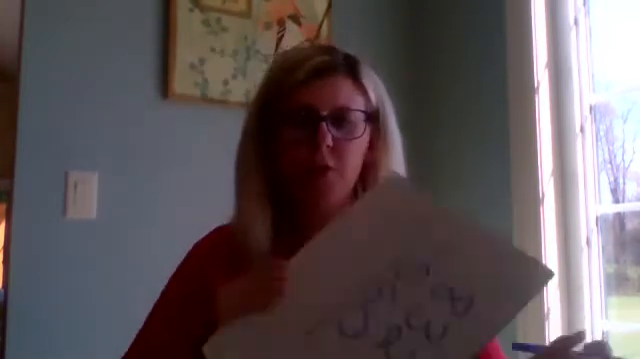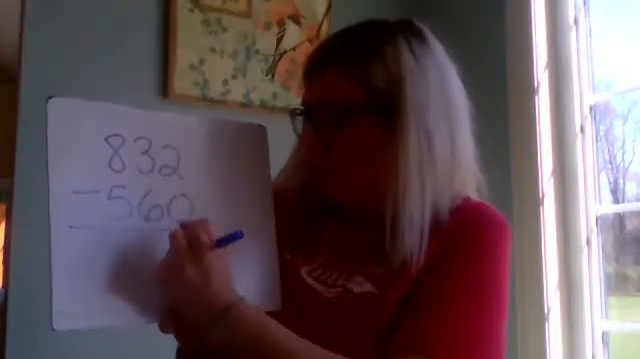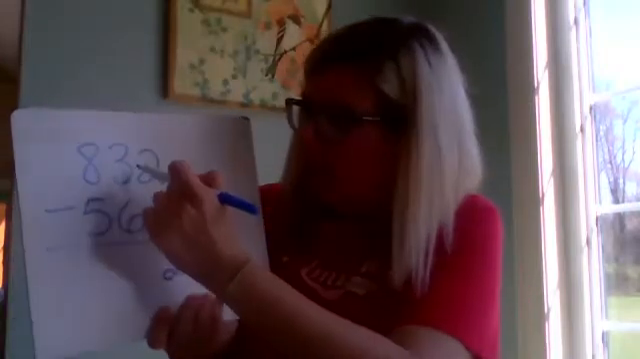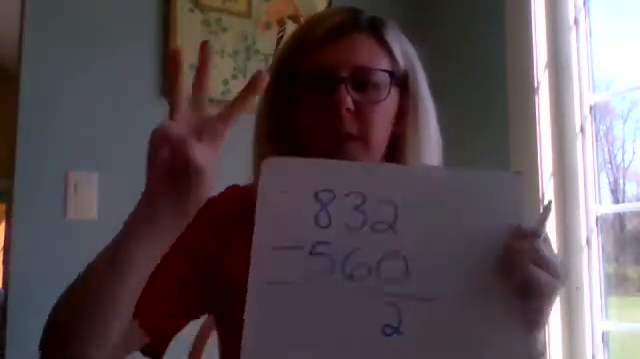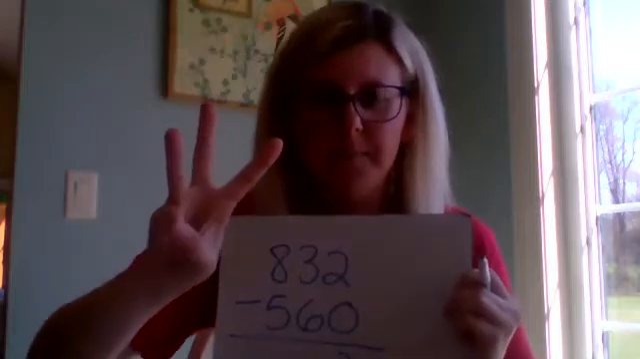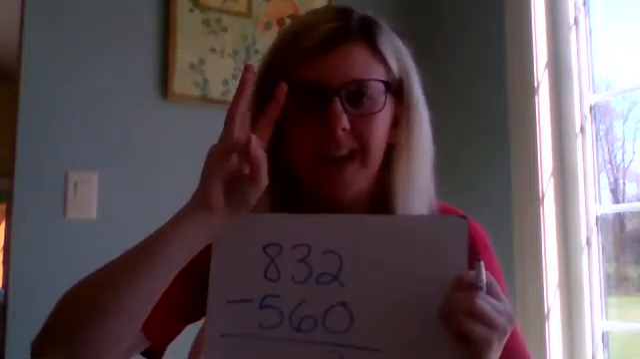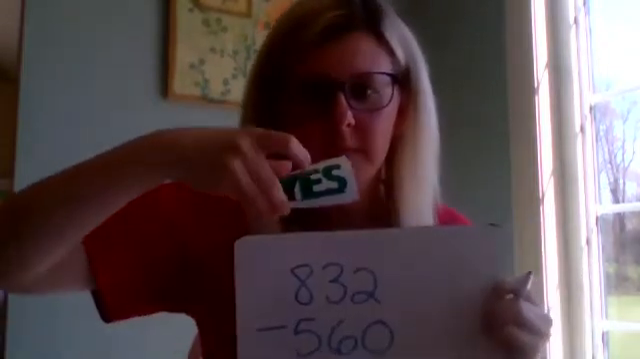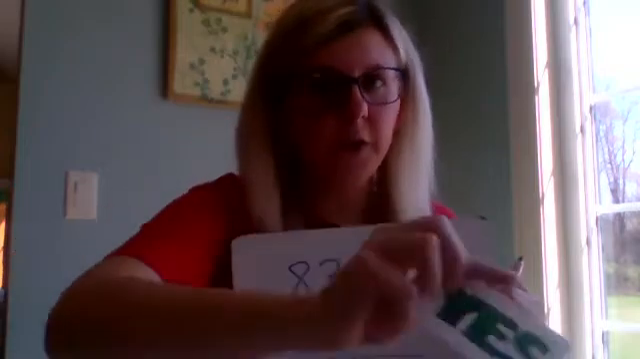Okay. So first one says 832 minus 560. Now, I have 2 fingers. Can I take 0 away? Do I need to regroup? No, I don't. So I'm going to put 2 minus 0 equals 2. Now, 3 minus 6. If I have 3 fingers, can I take 6 away? No, I can't. I need to regroup. Right? Yes, I need to regroup.